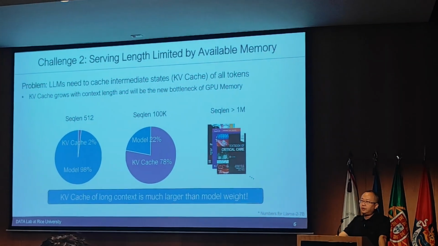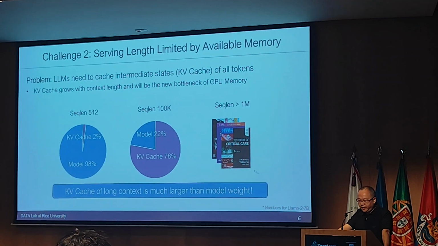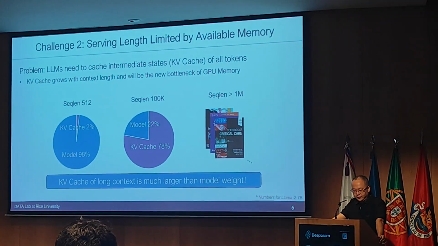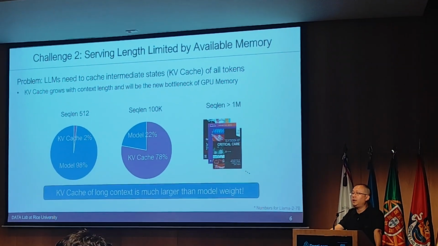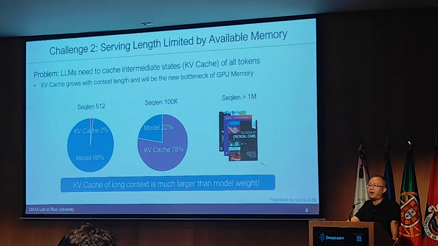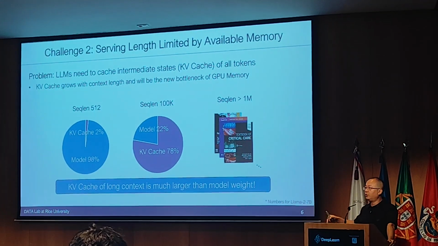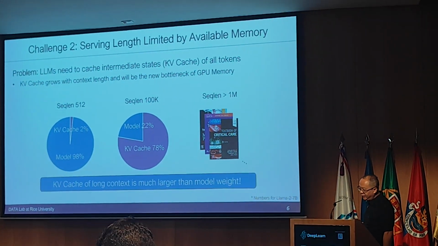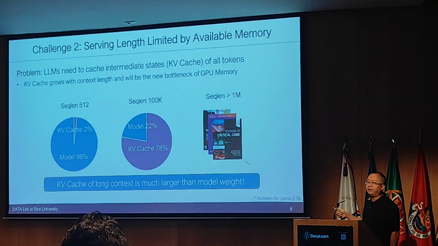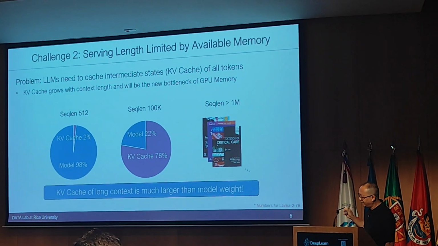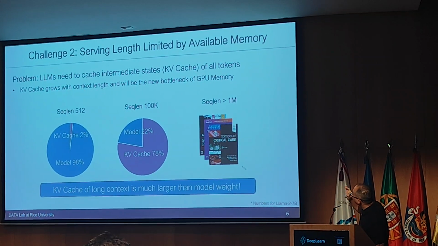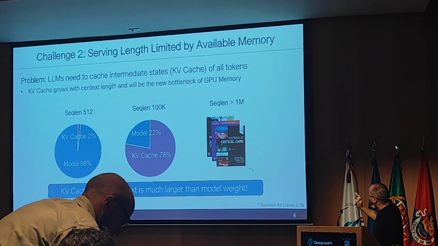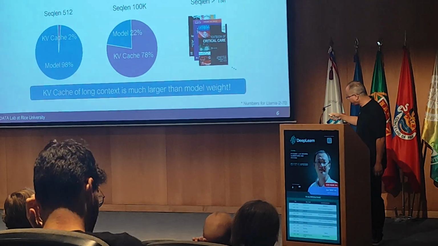The second significant challenge we want to discuss is serving length limited by the available memory. As we briefly touched on yesterday, GPUs are extremely expensive and valuable resources in the large language model age. So what are the main reasons? Large language models need to cache intermediate states known as the KV cache of all of the tokens. The KV cache grows with the context length and will be the new bottleneck of GPU memory.